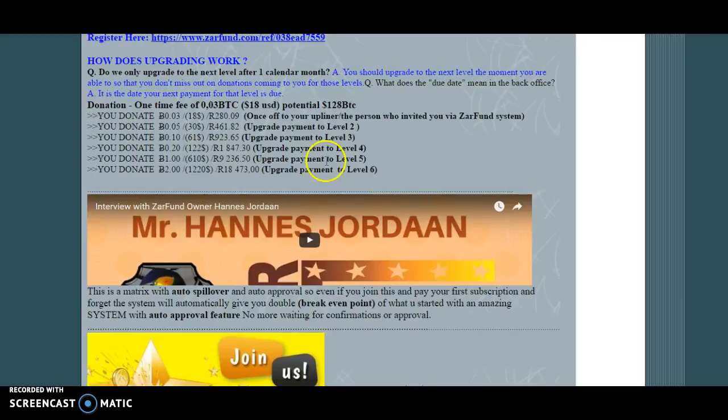You join with the 280 rand. You upgrade yourself to level 2 with 460 rand. Upgrade yourself to level 3 with 900 rand. I mean, really, this is not much. You upgrade yourself to level 4. Then park there. Wait right there. Build your team. Sit there, relax, build your team. That way you know that you're not being passed by anything.